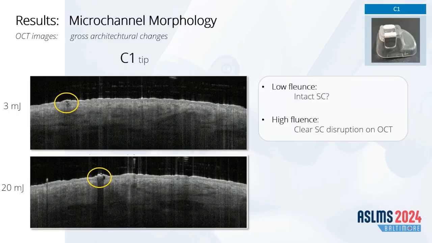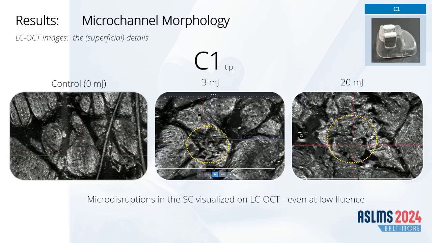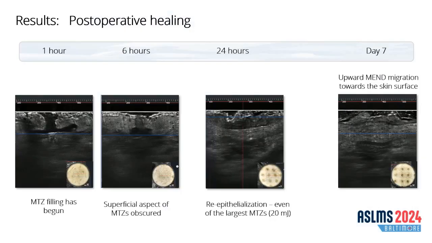So what about the C1 tip? Well, taking a look at the high fluence at the bottom image, the stratum corneum is pretty clearly disrupted. But it's a little harder to say the same at the 3 millijoule setting on the upper picture on the OCT alone. On the LC-OCT, however, we were able to define discrete microdisruptions in the stratum corneum, even at the low fluence, suggesting a semi-ablative effect that obviously differs from the intraepidermal clefting using the C5 tip.